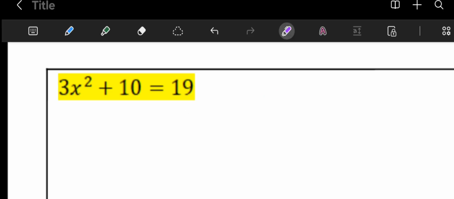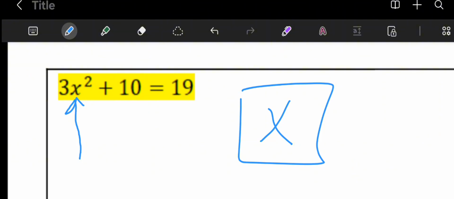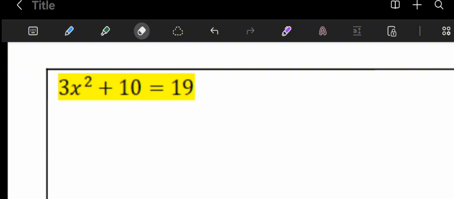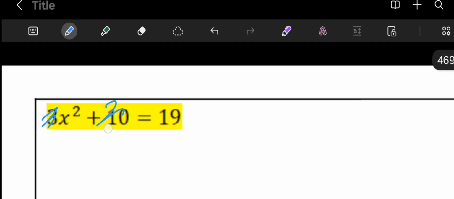Okay, so our question here is 3x squared plus 10 is equal to 19. What's our first step here? Well, actually first, before we even get to the first step, what is our goal here? Our goal here is to get this little x by himself. He wants to be a little loner, that's okay. We respect that. So how are we gonna do that? We're gonna get rid of everything around him, right?